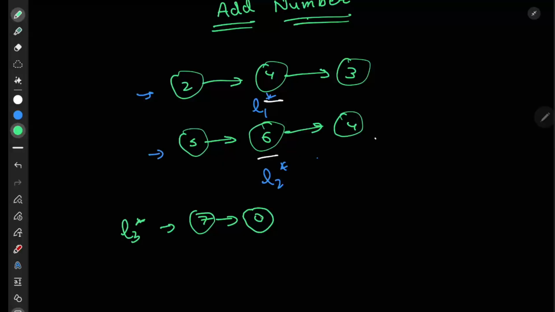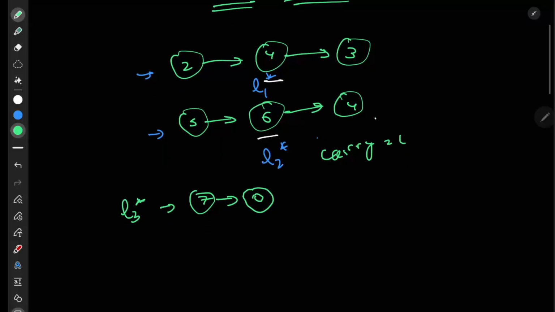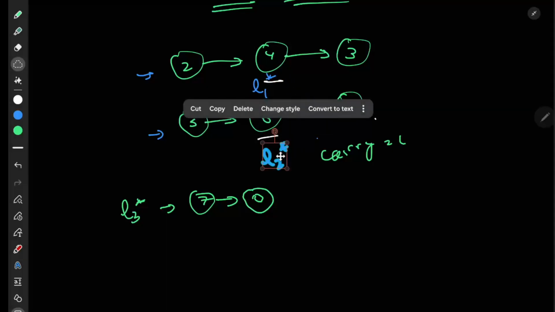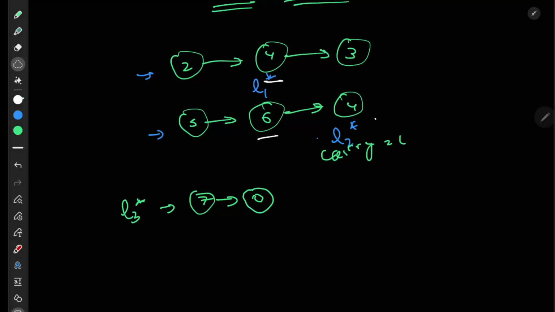But we only put 0 as the node's value, and we will maintain a carry variable equal to 10 divided by 10, which is 1, right? And since we are done with this particular node, we can move these pointers to the last node at the end. Let me just shift them for better clarity. Yeah, so at last we are finally at the last node, right? And we can sum their values as well.